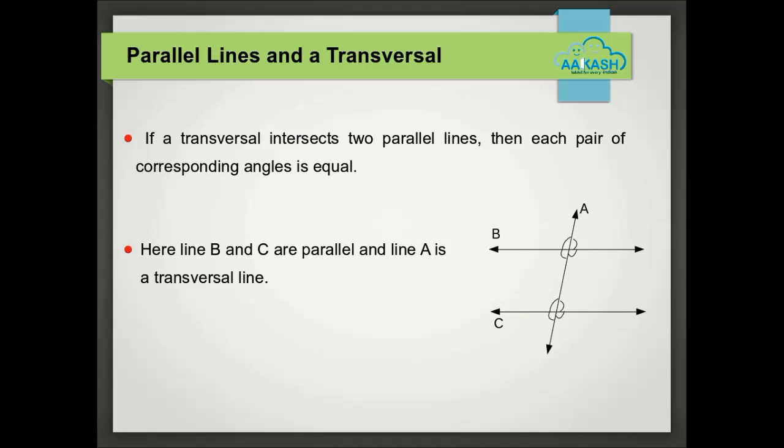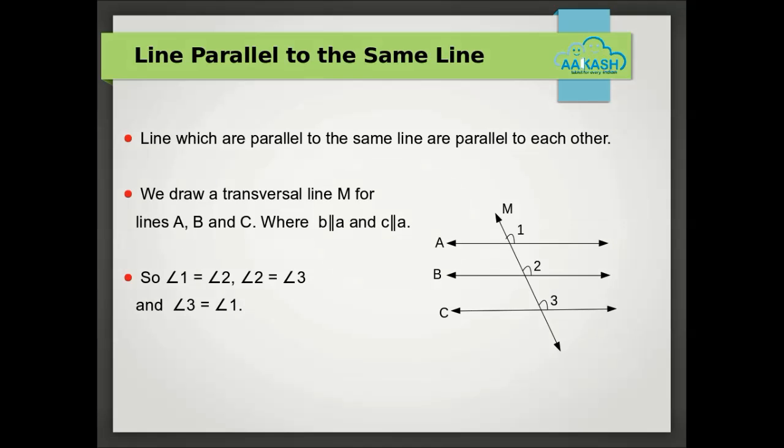If a transversal intersects two parallel lines, then each pair of corresponding angles is equal. Here, lines B and C are parallel and line A is a transversal line. Lines which are parallel to the same line are parallel to each other. We draw a transversal line M for lines A, B and C, where B is parallel to A and C is parallel to A. So, angle 1 is equal to angle 2, angle 2 is equal to angle 3 and angle 3 is equal to angle 1.